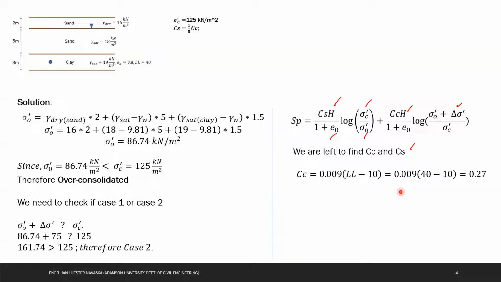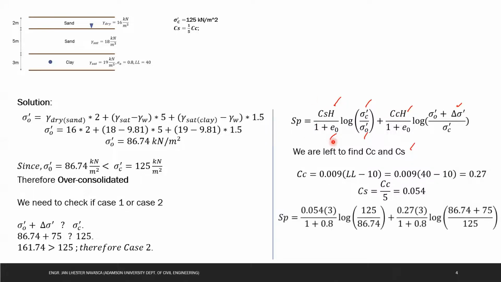So the compression index given by the Skempton formula is 0.009 times (LL minus 10). So that is 0.27. So we have a compression index of 0.27. Therefore, our swell index is 1/5 of that Cc. That is 0.054. So now we are able to solve for the primary settlement. So plug in all the values.